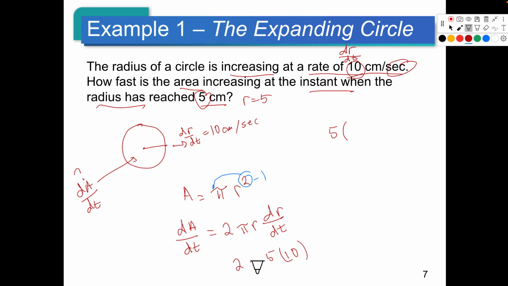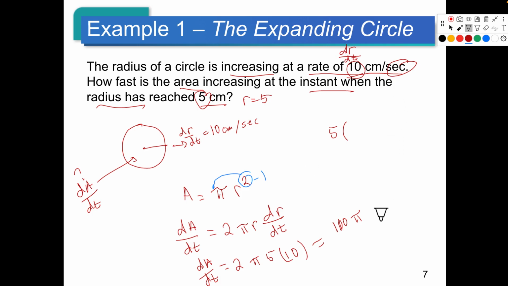And isn't this nice now? We really have an expression with all numbers. That's what we're looking for mathematically. We've solved our problem, right? Because there's only one unknown left, and that's dA/dt. But the cool part is that's what we're supposed to find, right? That's the question: how fast is the area changing? So we just now need to do the arithmetic. 5 times 10 is 50, times 2 is 100. So we could say, not 110, 100 pi. So the area is changing at 100 pi.